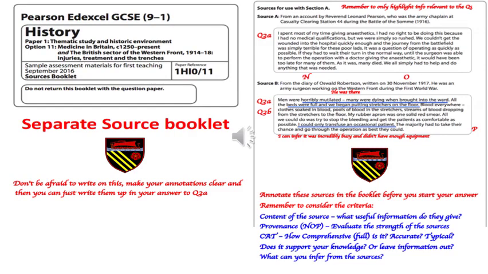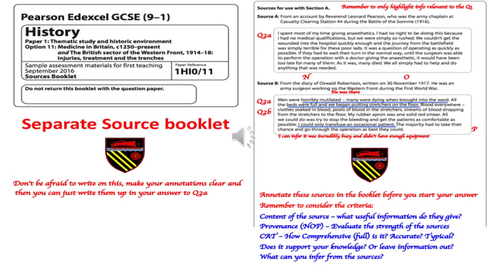And remember, you're talking about not only content, you're also talking about provenance. Provenance being nature, origin and purpose. And remember, you're focusing on the strengths of the sources. Okay? How comprehensive is it? How accurate is it? And how typical is it? The acronym there is CAT.